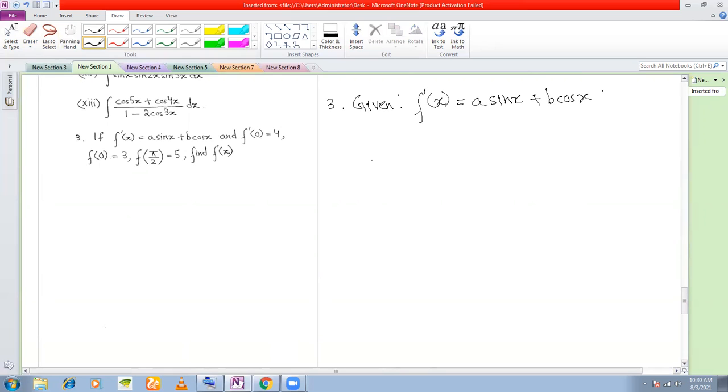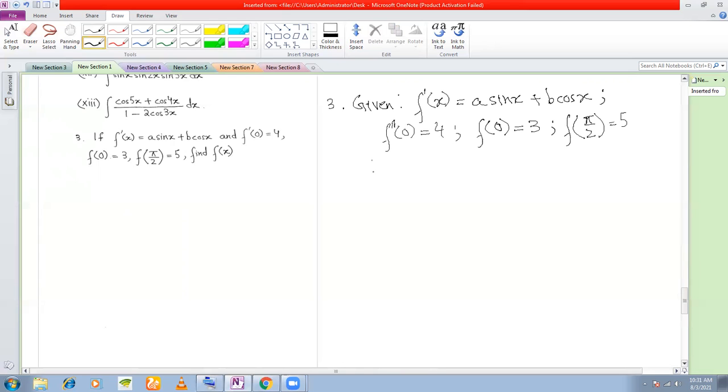Also what is given here is f dash 0, the value of the derivative at x is equal to 0, is given to you as 4. What else is given? The value of f0, the value of the function at x is equal to 0, the original primitive function, is given to be 3. Also, the value of the primitive function at pi by 2 is given to be 5. You need to find out the primitive function.